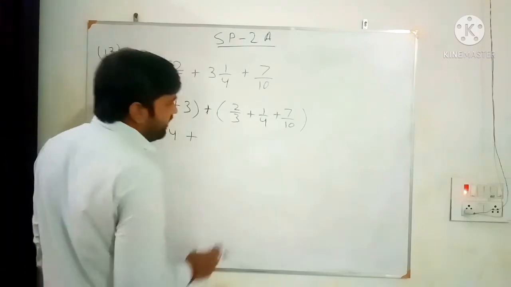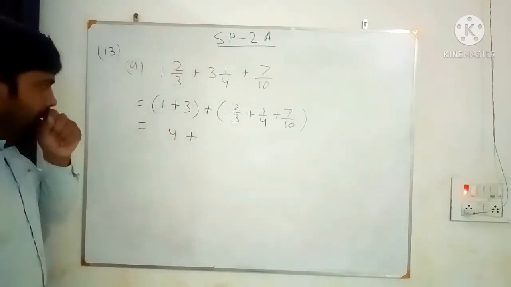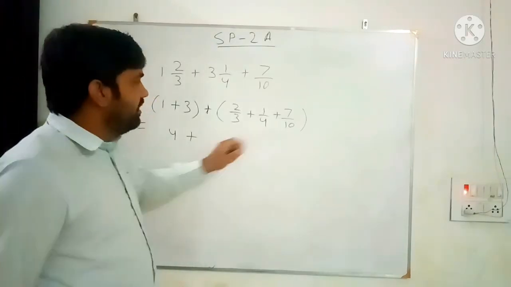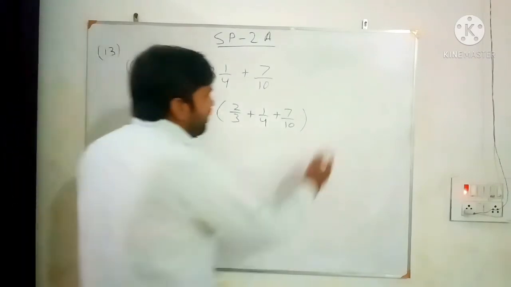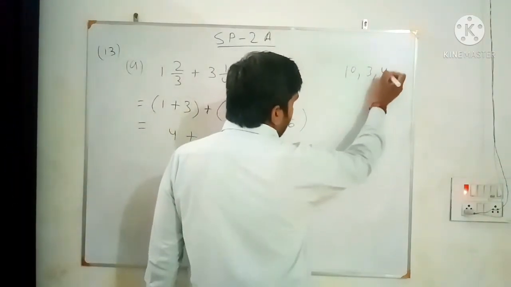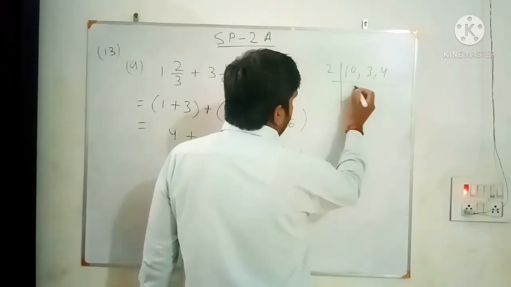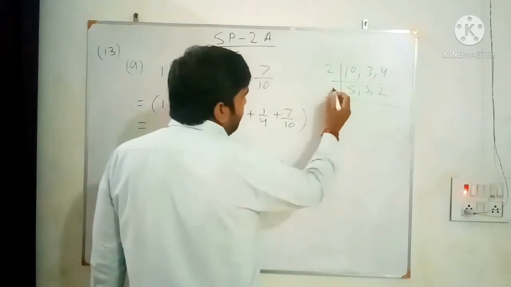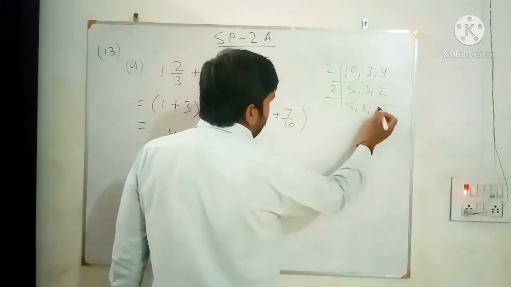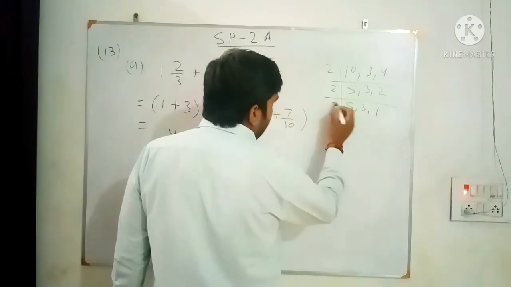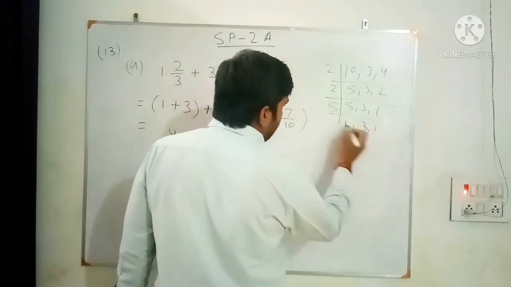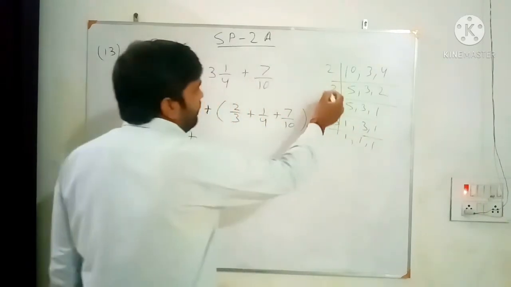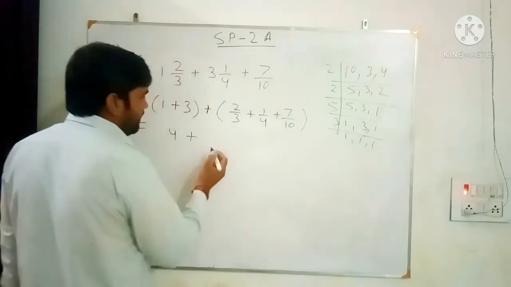And here you have to find the LCM of 3, 4 and 10. So what will be the LCM of 3, 4 and 10? When you find it, you will get the LCM of 3, 4 and 10 as 60. So calculate: 10, 3, 4 LCM, 2 5s are 10, 2 2s are 4. Now here the LCM is 2 times 2 is 4, 4 times 5 is 20, times 3 is 60. The LCM you got is 60.